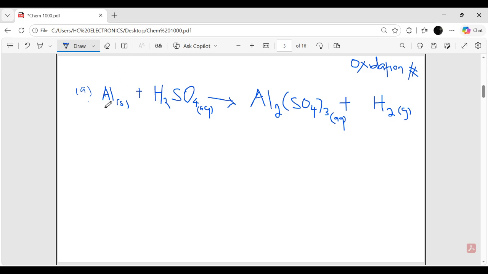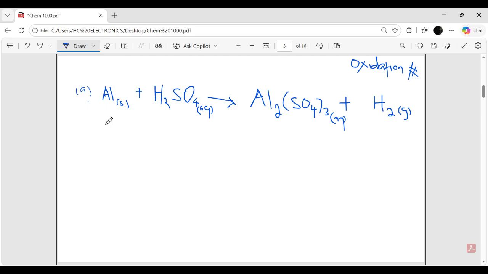You're going to start with aluminium. You go to each element. For example, here we have sulfuric acid. Sulfuric acid contains a number of elements. You have hydrogen, sulfur, and oxygen. So we're going to assign oxidation numbers for each. Then we have aluminium here. Again, on the product side, we have sulfur, oxygen, and hydrogen.